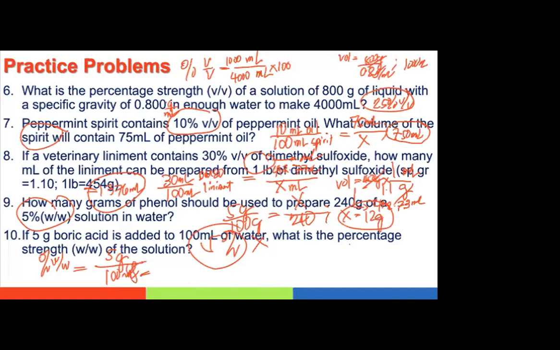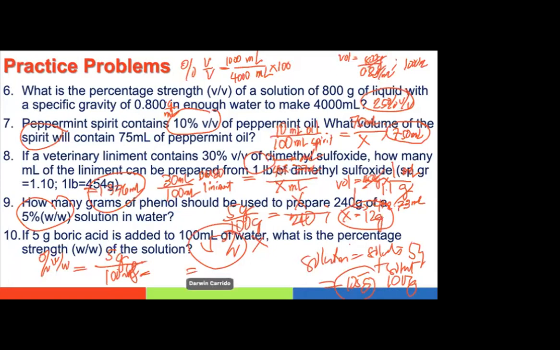What we are looking at is the weight of the solution. Remember, pag solution, this is equal to solute plus solvent. Ilan ang solvent? 100 grams. Ilan ang solute? 5 grams. Ilan therefore ang total weight of your solution? 105 grams. Tama ba? So therefore, I will use 105 grams as my denominator to get the percent weight by weight.